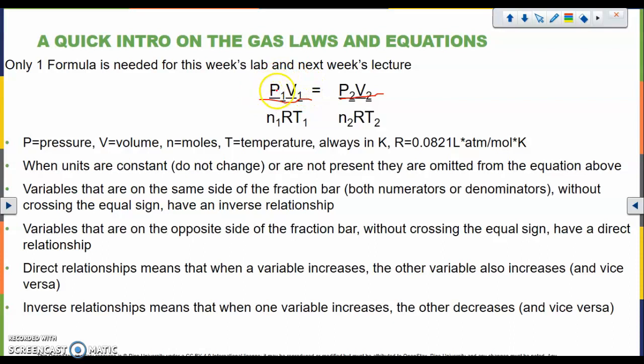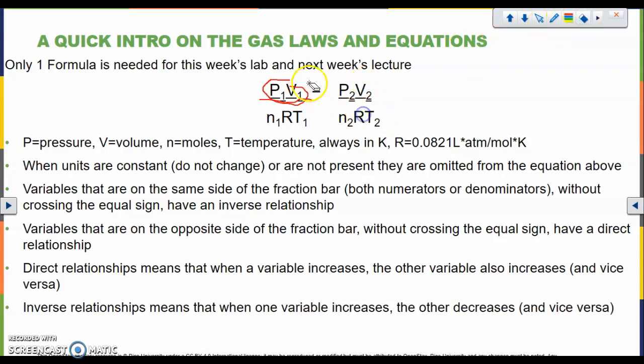So that's called an inverse relationship. There's an inverse relationship between pressure and volume, right? There's an inverse relationship between the number of moles and temperature. So if the number of moles increases, guess what happens to temperature? It's going to increase. Okay, so I hope this makes sense. Now, that's the relationship when they're on the same side of the fraction bar. What happens when they're on opposite sides of the fraction bar, like in this case pressure and temperature, or volume and temperature? Okay, I'm sorry about all of that mess.